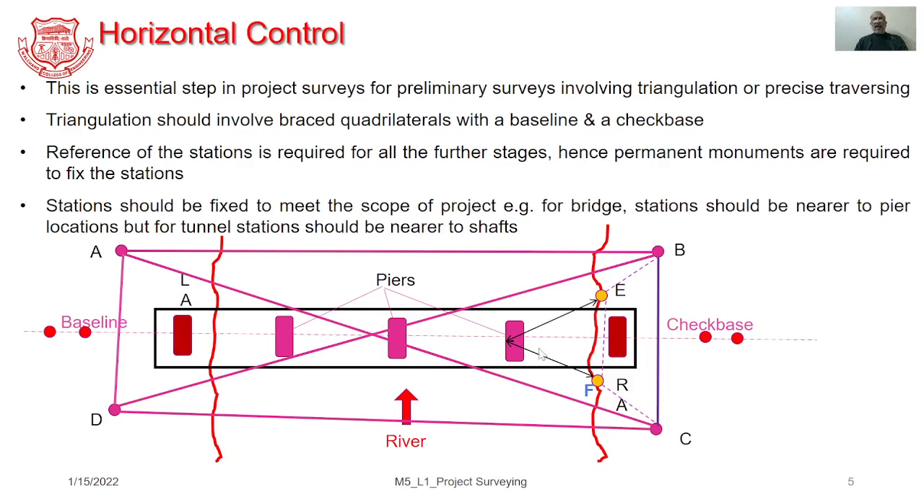In order to have the intermediate piers as well as end piers fixed, these stations will be nearer to the requisite pier. Now, establishing a station to meet the specific requirement of the project will depend on the component that is to be established. For example, as you see, for bridges, stations are established near the pier locations, whereas for tunnels, the stations need to be established near the shafts.